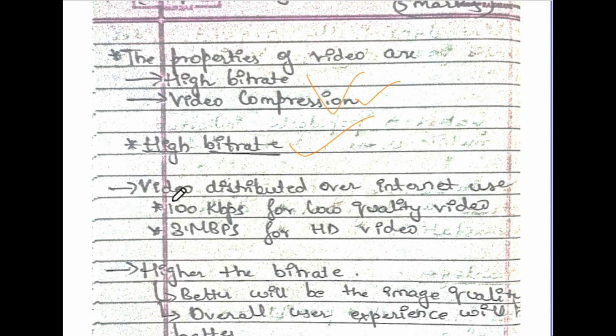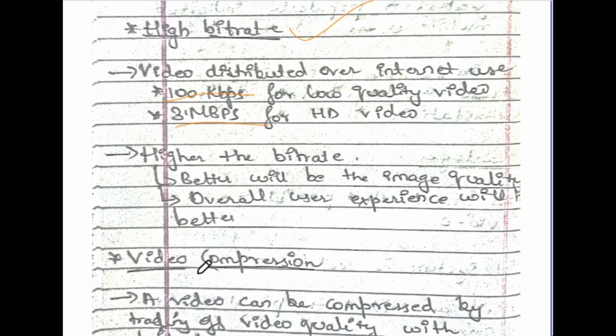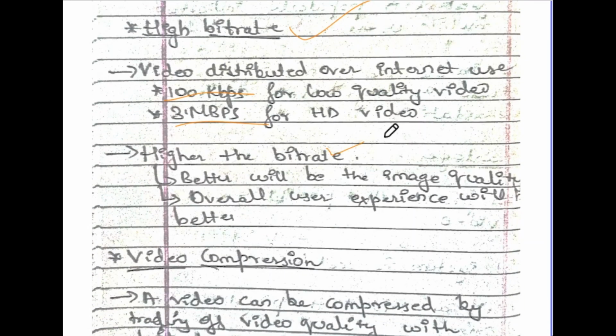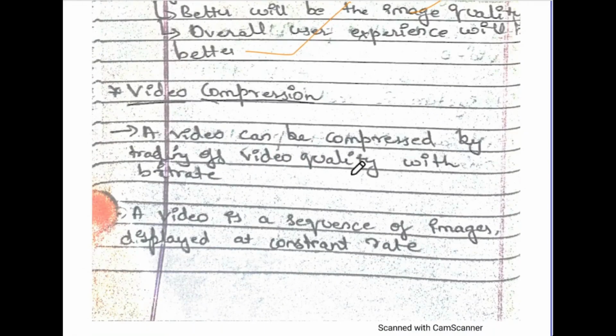When a video is distributed on the internet, for low quality, a 100 kbps net is efficient. For high quality HD data, a 3 Mbps net is efficient. When the bitrate is high, the image quality will be high, and overall user experience will be high. Video compression: a video can be compressed by trading off video quality against bitrate.